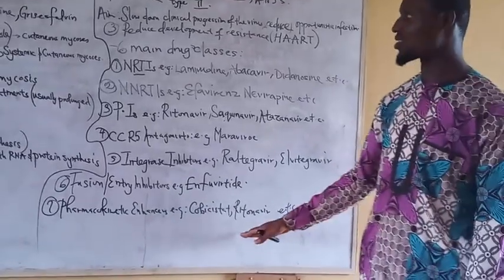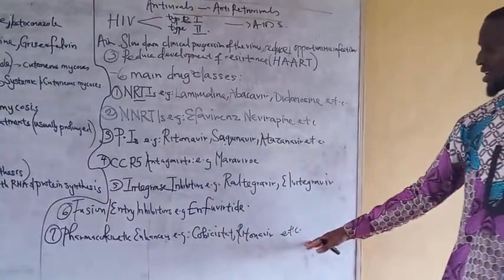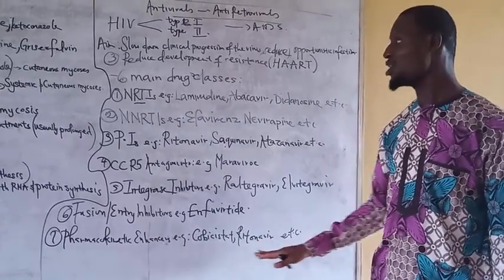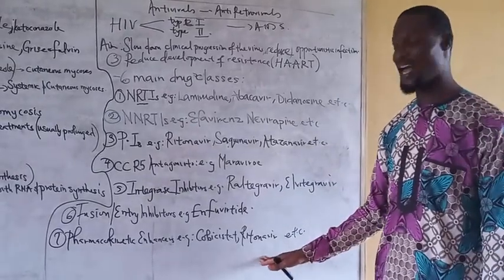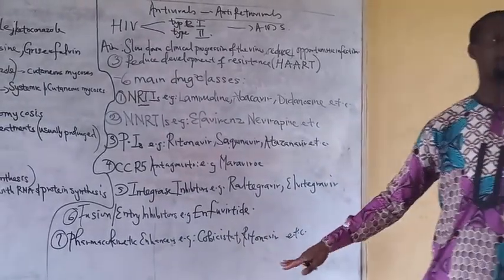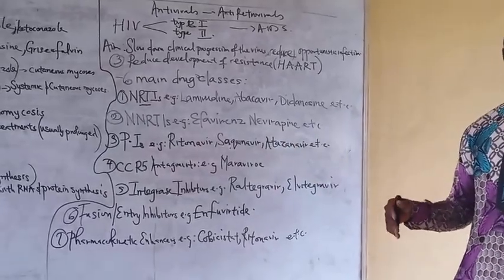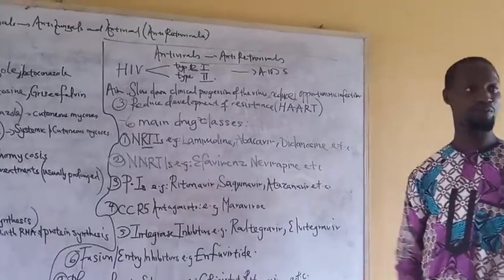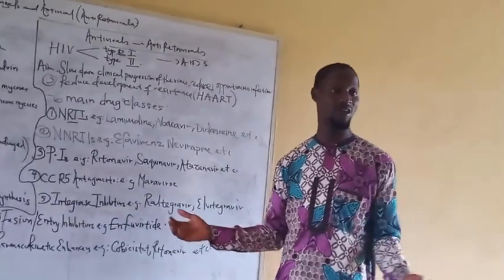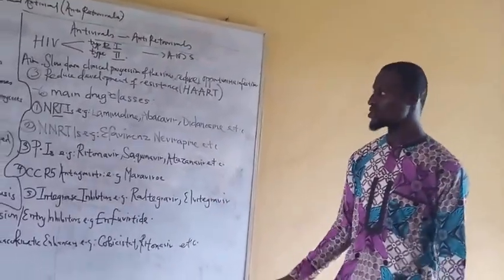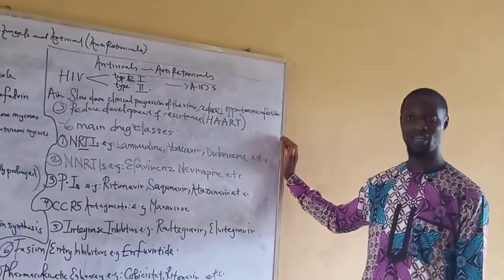The last drug class, also used as an adjuvant therapy, are what we call pharmacokinetic enhancers, for example ritonavir and cobicistat. You remember that ritonavir has been discussed as a PI, a protease inhibitor, but ritonavir has also been proven to improve the pharmacokinetic profile of other antiretroviral drugs. It can be given as an adjuvant therapy to improve absorption and distribution of the other drugs. In a way, it increases the half-life and effectiveness of other drugs. So basically, these are the drugs we use in the treatment of HIV.